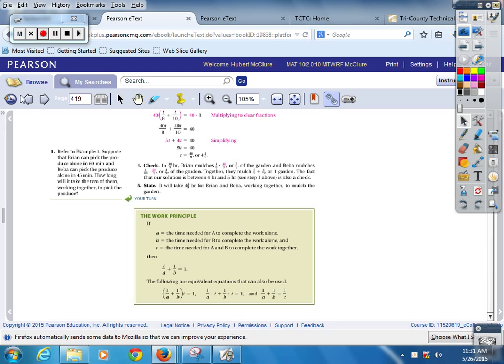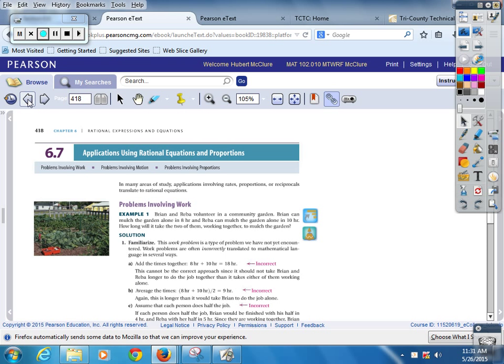So let's go back to the question. There it is. Brian and Reba volunteer in a community garden. Brian can mulch the garden alone in 8 hours, so he can do 1/8 of the job in an hour. And Reba can mulch the garden in 10 hours, so 1/10. How long will it take the two of them to mulch the garden? So T over 8 plus T over 10 is equal to 1. That's all there is to it.